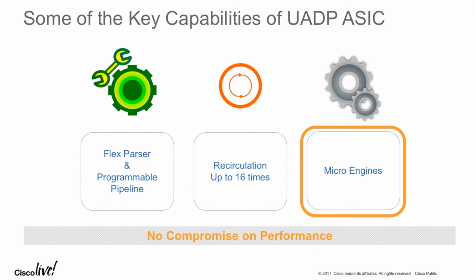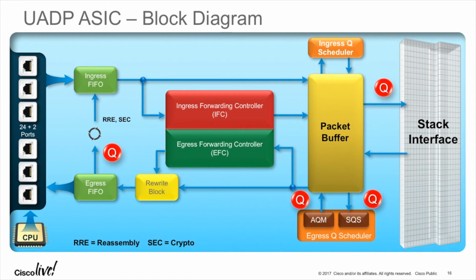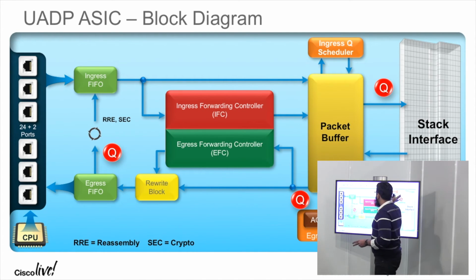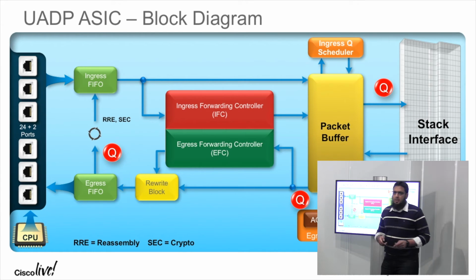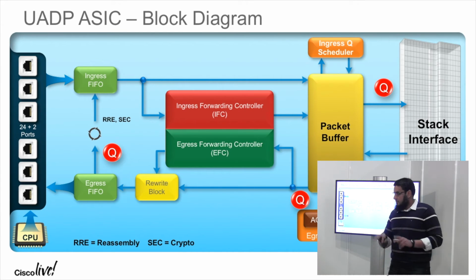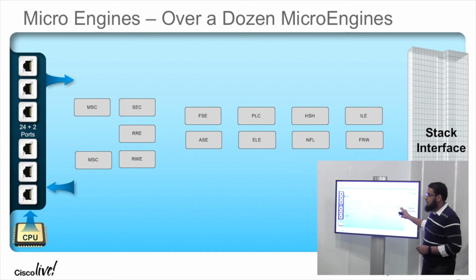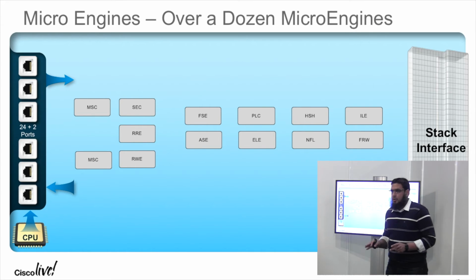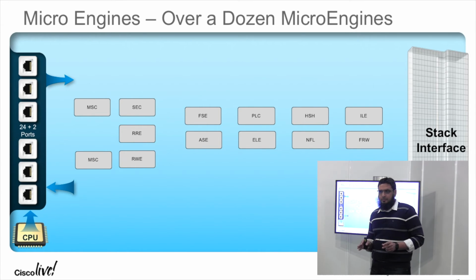One key component here is the micro engines. Okay. So the UADP ASIC, if you look at this block diagram, the micro engines are spread around at different places. Okay. If I take this out, this is a simplistic view of the different micro engines that we have. You'll find over a dozen micro engines doing different things. Okay.